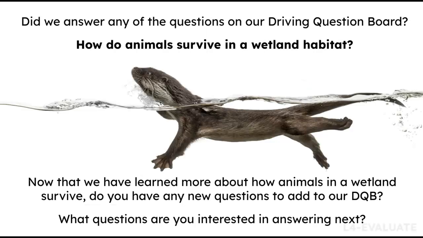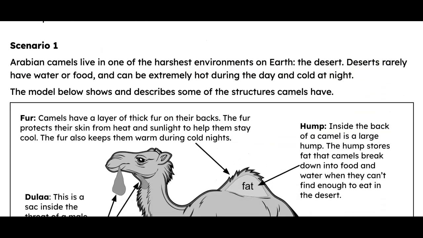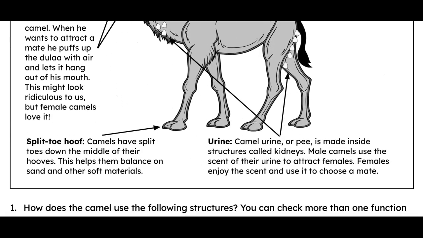To support student sense-making across the unit, you'll orient them back to the driving question board. Ask students, did we answer any of the questions on our driving question board? If there are questions that have been answered, you can remove them from the driving question board and place them on the summary charts. You can also use this as an opportunity to answer the section driving question, how do animals survive in a wetland habitat? You'll then have students complete the Section 1 summative assessment.